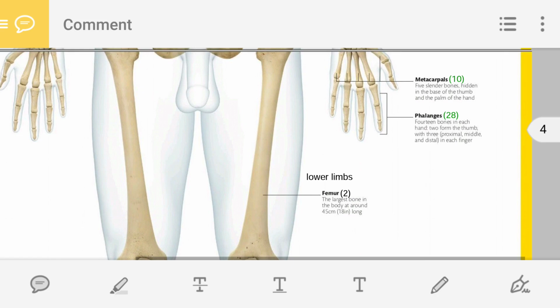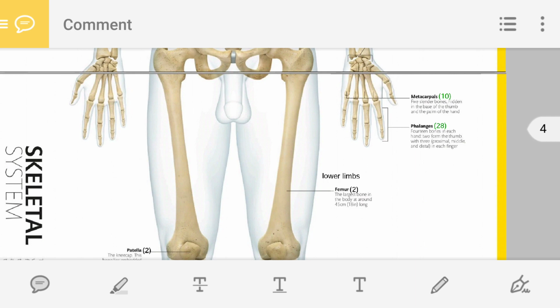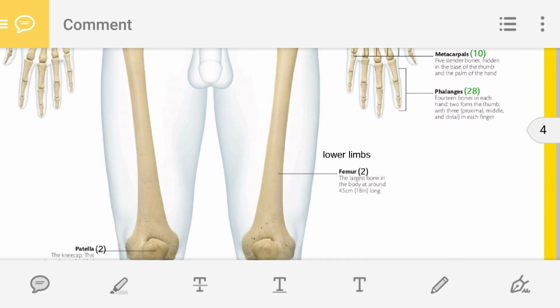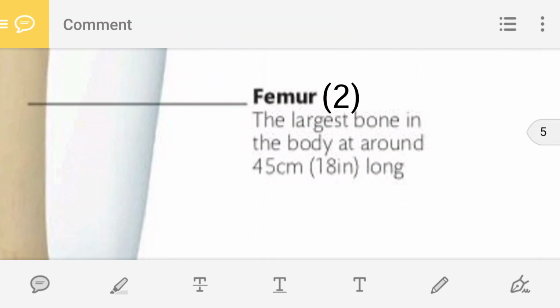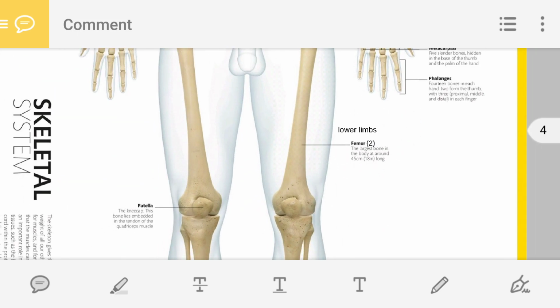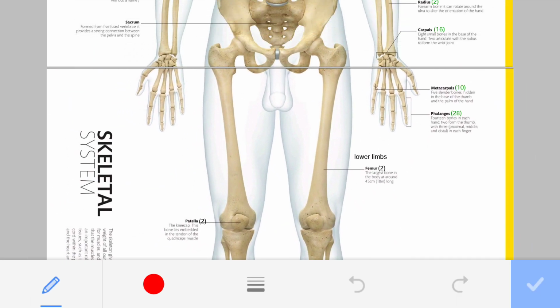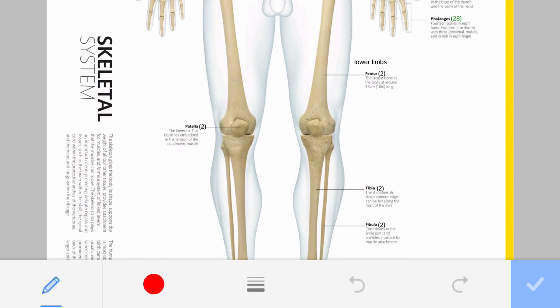Then the lower limb, bones of the lower limb. Our thigh bone is known as the femur, and the femur is the largest bone in the body. Here you can see, its length is nearly 18 inches, that means 45 centimeters long. This one is one femur, and this one is the other femur bone. So two femur.